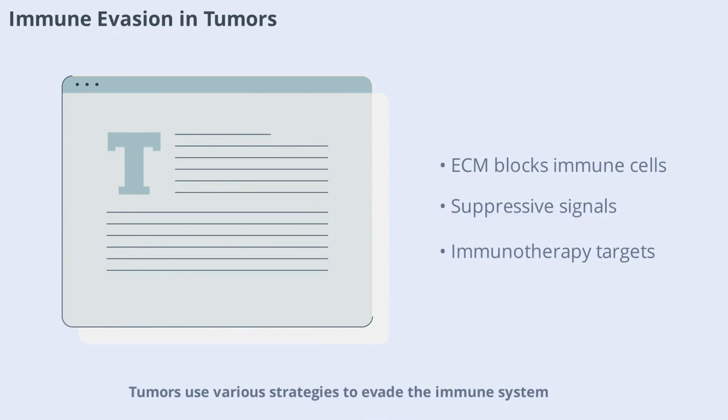Tumors use various strategies to evade the immune system, including altering the ECM to create physical barriers and secreting molecules that suppress immune cell activity. These changes can prevent immune cells from reaching and attacking cancer cells. Understanding immune evasion mechanisms is critical for developing effective immunotherapies.